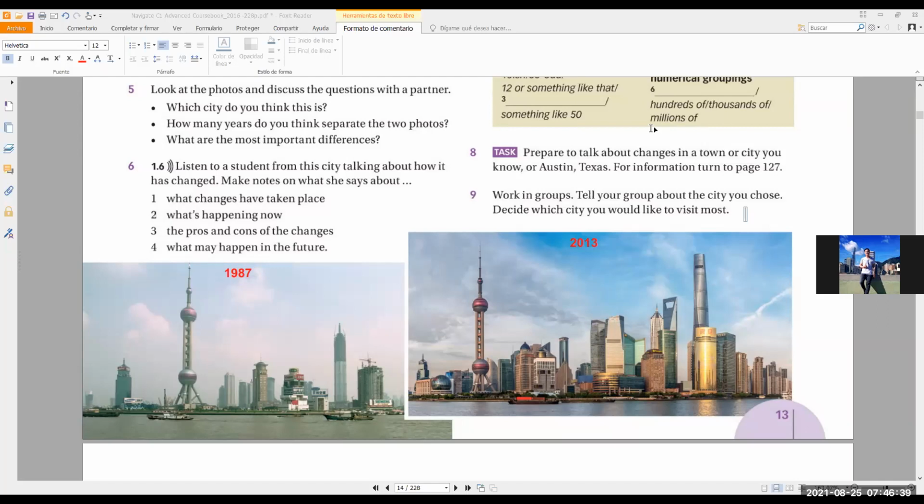Okay, guys, so what we're gonna do now, we're gonna listen to a student from this city talking about how it has changed. So we're gonna make notes of what she says about 4 things.